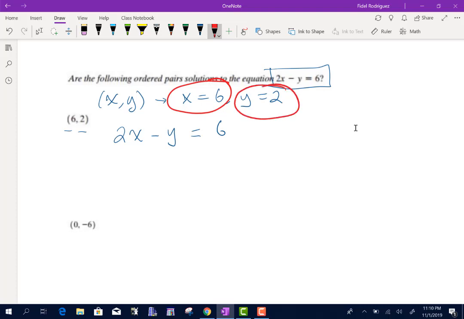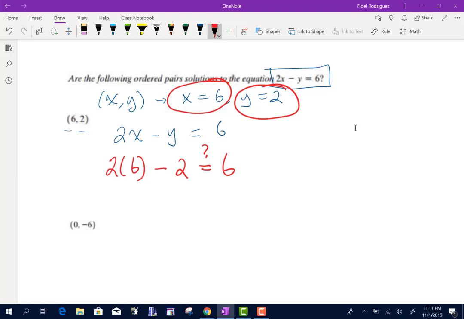And everywhere I have a y in my equation, I'm going to plug in a 2. And I'm going to check to see if this is going to work out. So look, we're going to go like this: 2 times the x number, 6, minus the y number, 2. And that's supposed to be equal to the number 6. I don't know if it is, but we're going to find out right now.